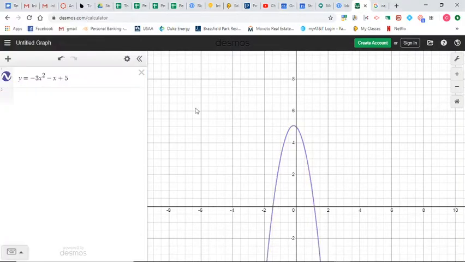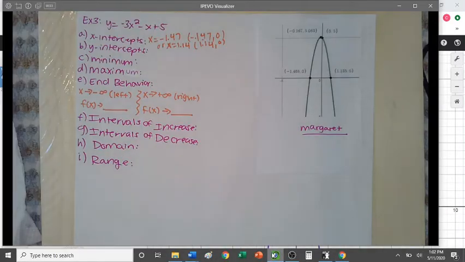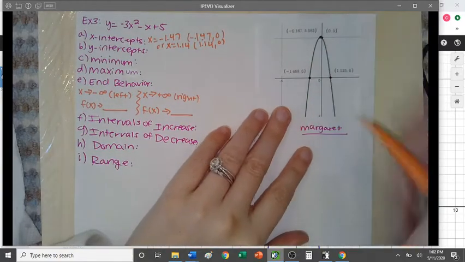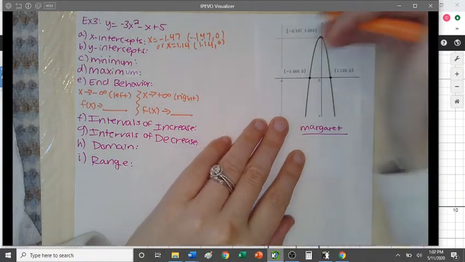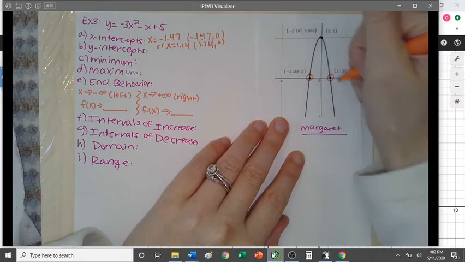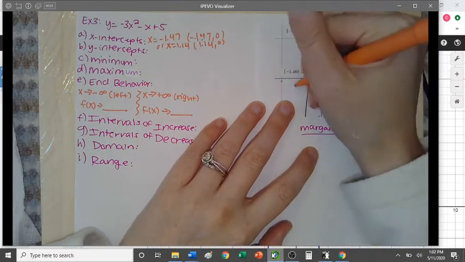Okay, and again, on Desmos, you just click, bam and bam, I have my zeros. So there you go. Okay, so again, these are my zeros, and if you would like to label them on your nifty little graph, which I named Margaret, make sure you guys name your graph. Okay, so this is an x-intercept right here, as well as right here.